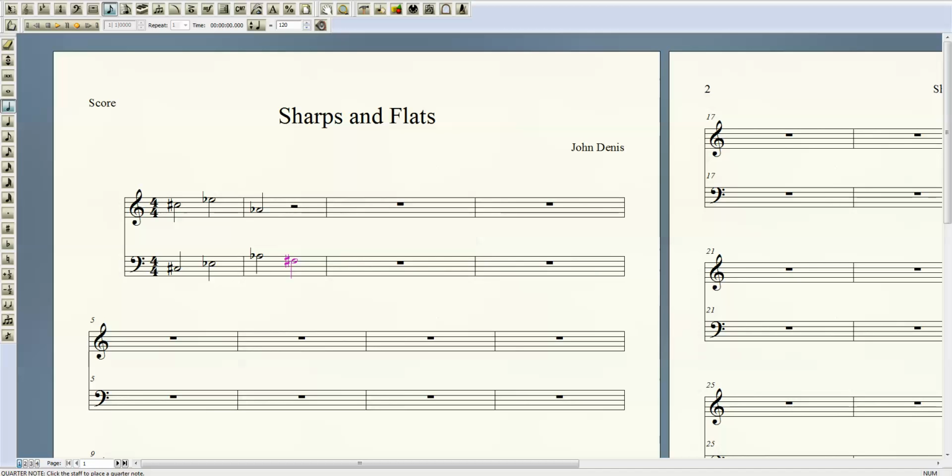Can you hear it actually increase, or rather go higher? Dum, dum. It goes up. So the sharp makes it go up.